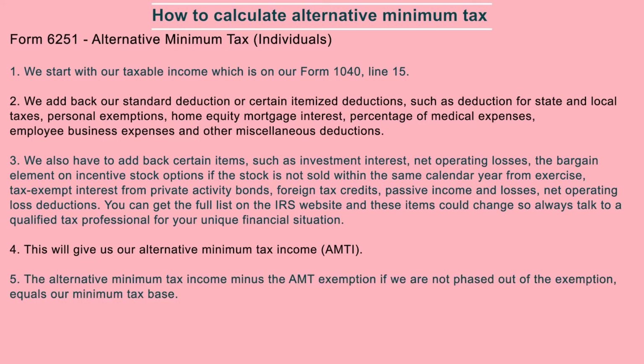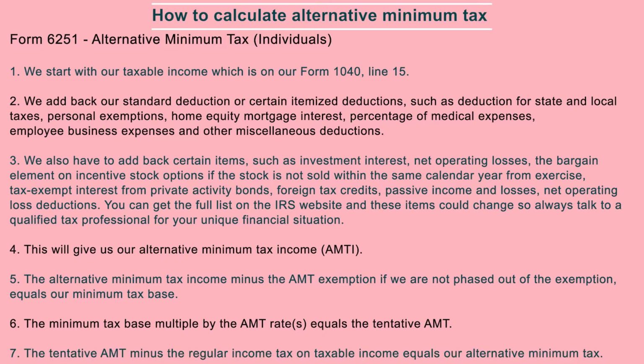5. The alternative minimum tax income minus the AMT exemption, if we are not phased out of the exemption, equals our minimum tax base. 6. The minimum tax base multiplied by the AMT rates equals the tentative AMT. 7. The tentative AMT minus the regular income tax on taxable income equals our alternative minimum tax.